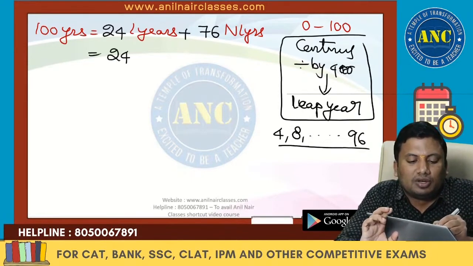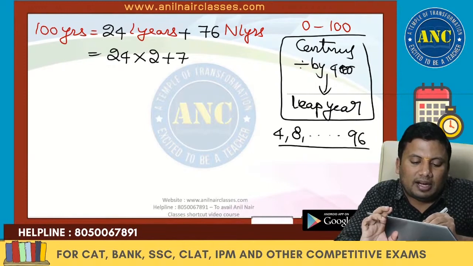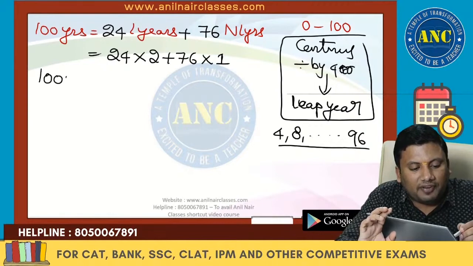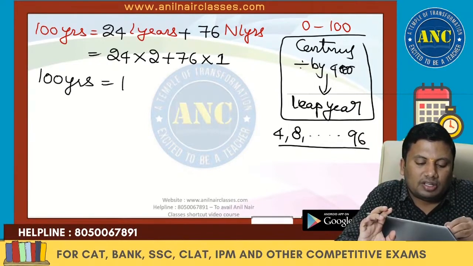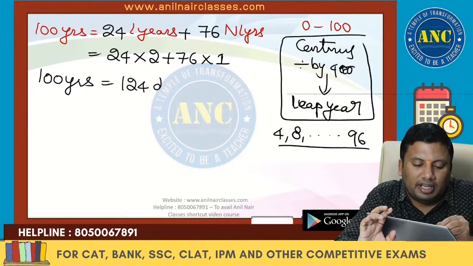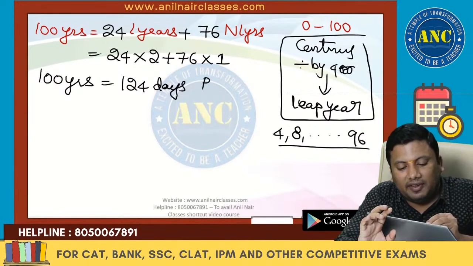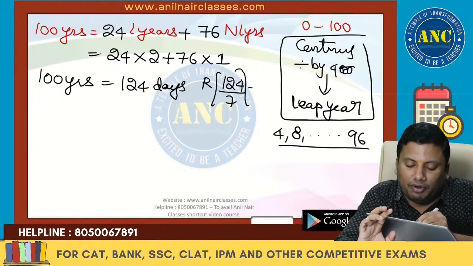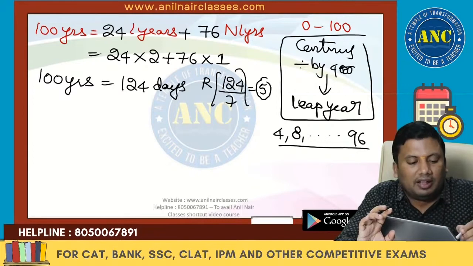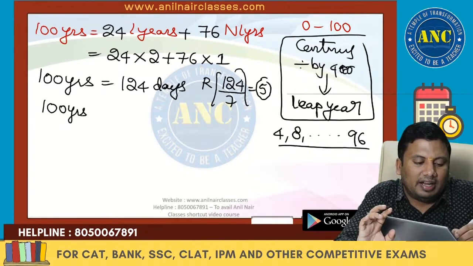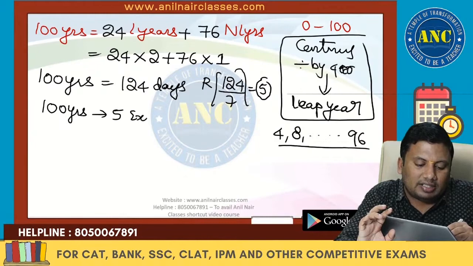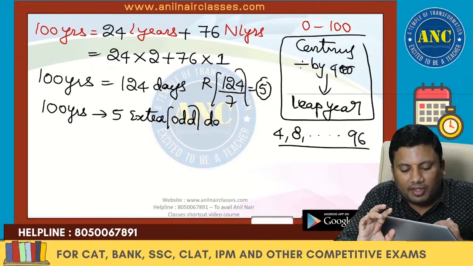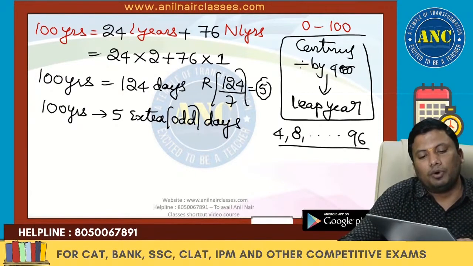A leap year has 2 extra days. A non-leap year has 1 extra day, which we discussed. So if I take the first 100 years, 48 plus 76 gives 124 days. There are 7 days in a week. 124 divided by 7: 7 seven-s are 49, remainder 5. That means for every 100 years, there are 5 extra days. Extra days and odd days are synonyms.